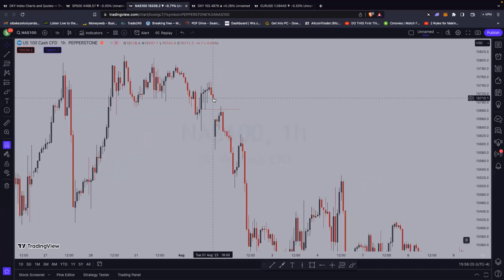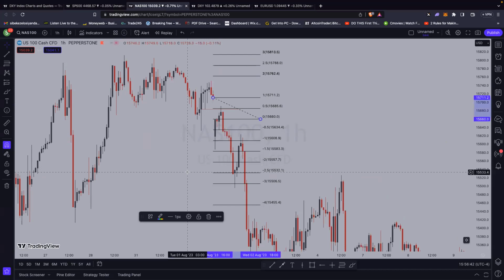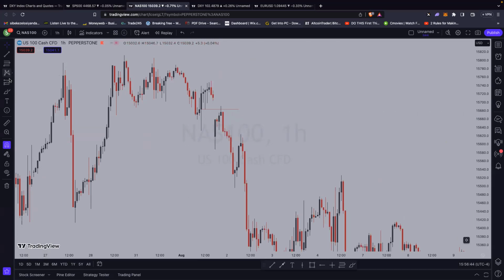So we opened with a gap. The gap starts from here. Actually, the gap starts from here to here because it's the opening price and the closing price. But if the gap is from here, what am I doing? Let me just use like a rectangle. I want to show you something.